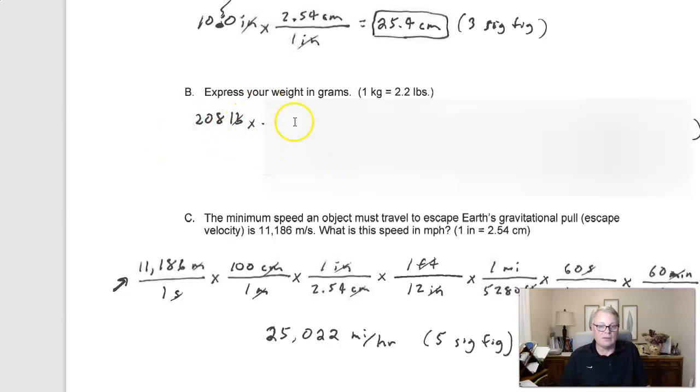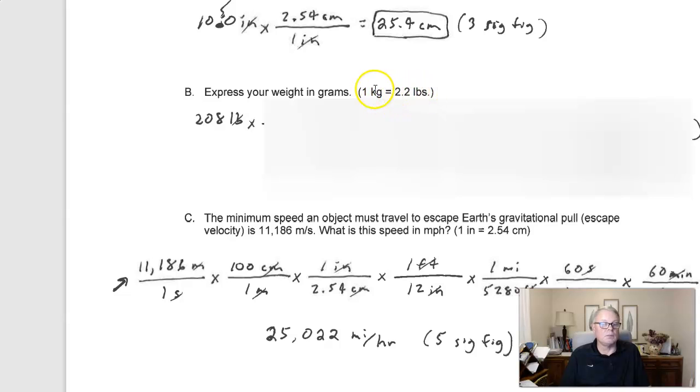Here, draw a factor. Okay, where are we trying to go? Well, we're trying to go to grams. Okay, do we know a direct relationship between pounds and grams? Well, no, we don't in this case. Do we know a relationship between pounds and anything? Well, I know that 1 kilogram is equal to approximately 2.2 pounds. That would be 2 significant figures here, by the way.